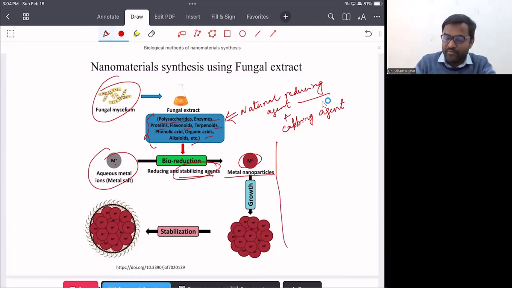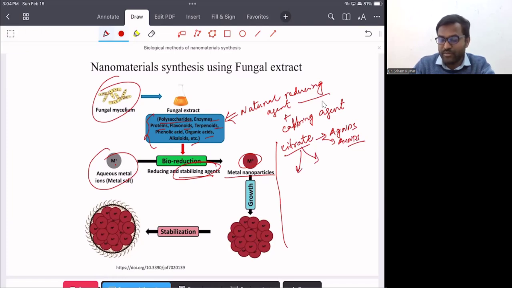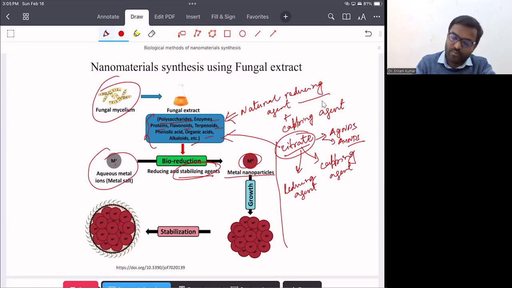We had under discussion the use of sodium citrate. We use citrate for the synthesis of nanoparticles, maybe silver nanoparticles or gold nanoparticles, and we understand that citrate plays a role as a reducing agent. At the same time, it is a capping agent, or stabilizing capping agent. Similarly, this material behaves like citrate, as a reducing agent and a capping agent, and stabilizes nanomaterial synthesis.